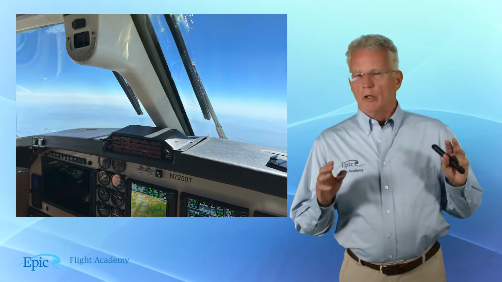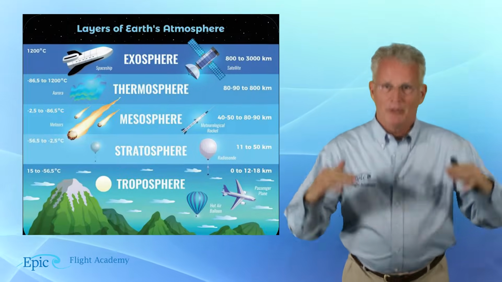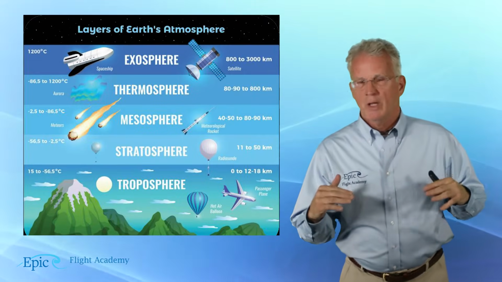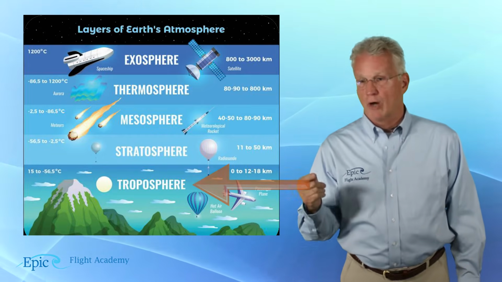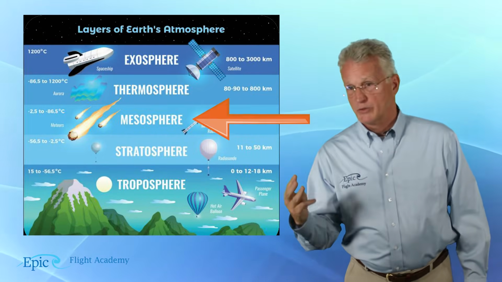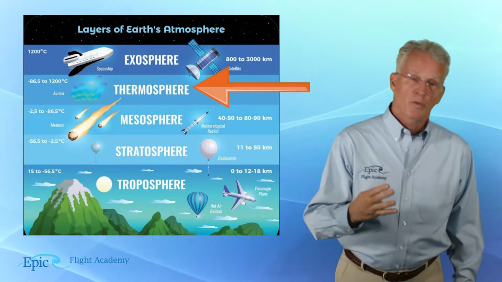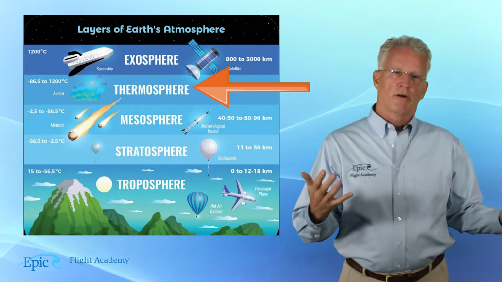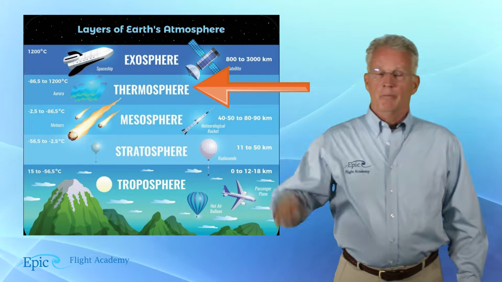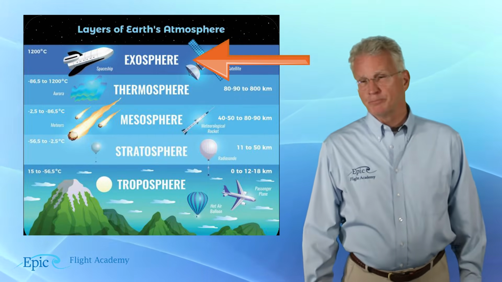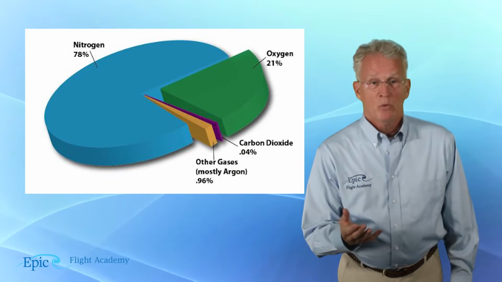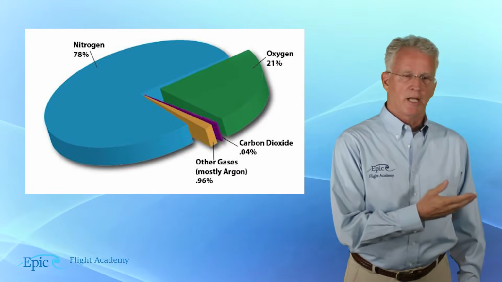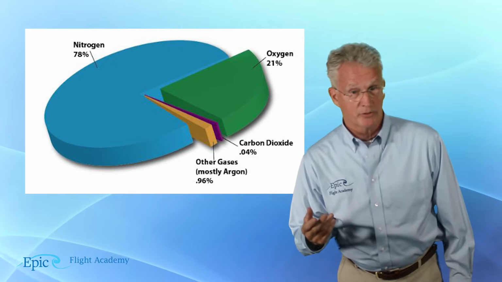Now, you've already learned about and heard us talk about the layers in the Earth's atmosphere. Now, we frequently talk about there being four layers: the troposphere, stratosphere, mesosphere, and thermosphere. And you're probably aware, actually, there are five. That outer layer is called the exosphere. You're also familiar with the composition of the atmosphere. We say that it's approximately 80% nitrogen, 20% oxygen.